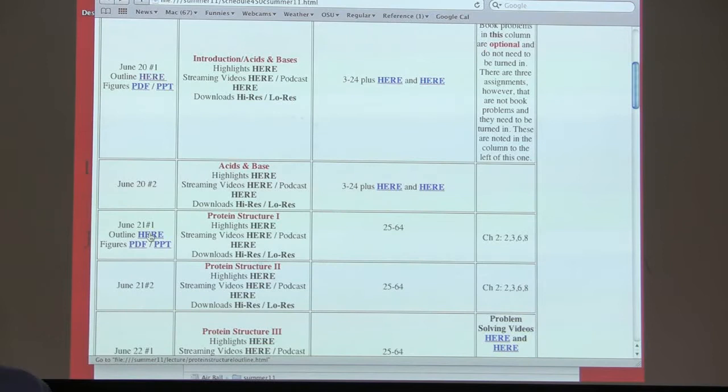Well, if buffer equals salt plus acid, and salt plus acid equals 0.6, and salt equals acid, then I must start with 0.3 moles of each. Right? That's my starting material. In the end, I want to have twice as much salt as acid.